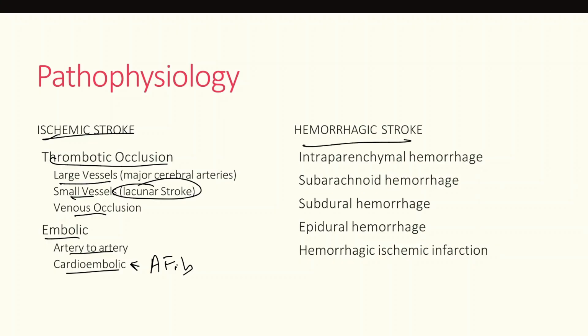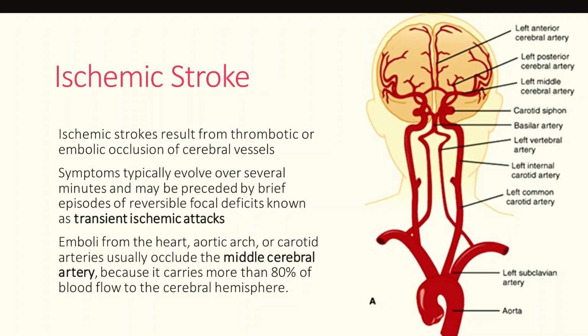Hemorrhagic strokes. Intraparenchymal hemorrhage. Here's your subarachnoid hemorrhage, subdural hemorrhage, epidural hemorrhage, and a hemorrhagic ischemic infarction. Obviously, hemorrhage, we know we're bleeding out somewhere. Those things just talk about what layer we're bleeding out of. So ischemic strokes, either from thrombotic or embolic occlusion of the cerebral vessels.